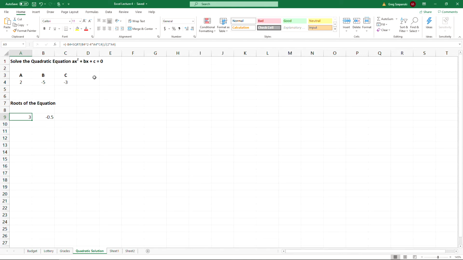And if you remember, there is a generic solution for that: minus b plus or minus the square root of b squared minus 4ac, divided by 2a. So that works, and that's what I've done here. You can see here's the plus, here's the minus. There's one caveat, though, to trying to use Excel to solve a quadratic equation.